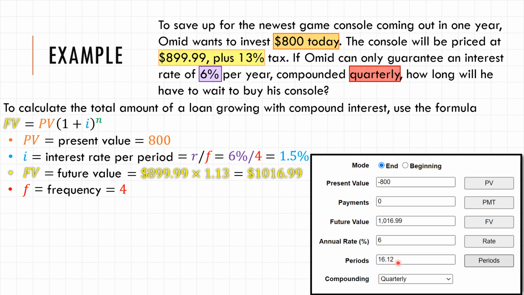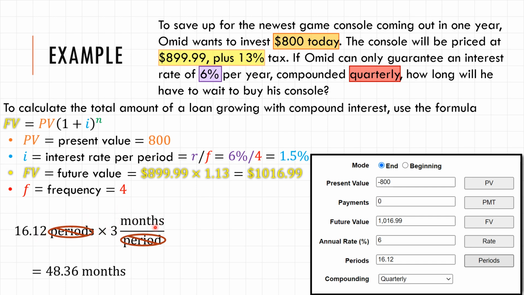But how many months is that? How many years is that? Well, there are 3 months per period, right? A quarter of a year is 3 months. So if I take my number of periods and multiply it by 3 months per period, this unit period will cancel out, and I'll just do 16.12 times 3, and that will be the number of months. It's going to be 48 months before he can buy his console.